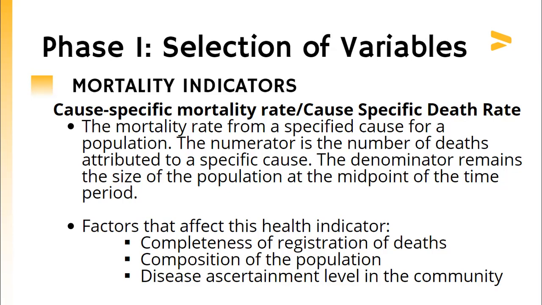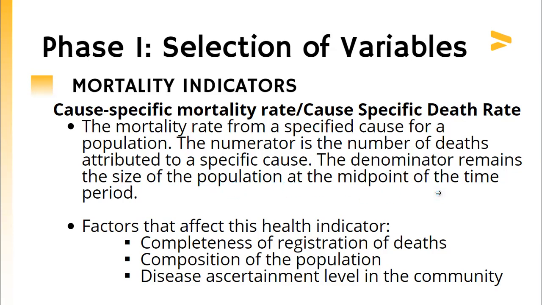But for your cause-specific death rate or cause-specific mortality rate, you need to identify the specific causes of the death. You do not count the total. From that total, you need to specify the cause of each death. So this is expressed as the number of deaths attributed to a specific cause, and the denominator remains the size of the population at the midpoint of the time.